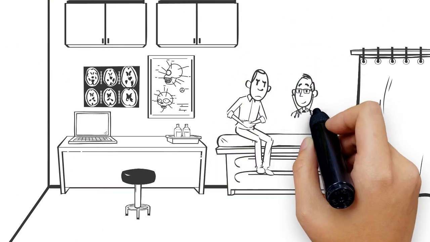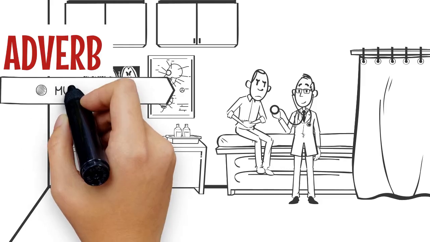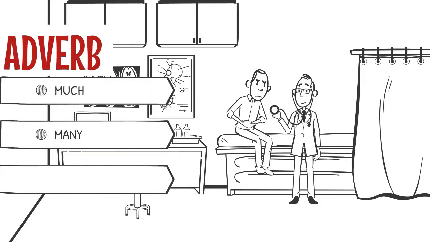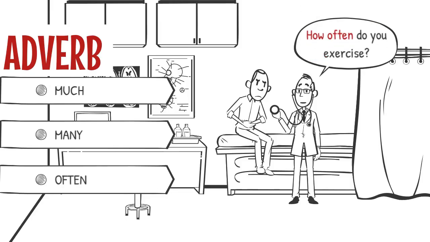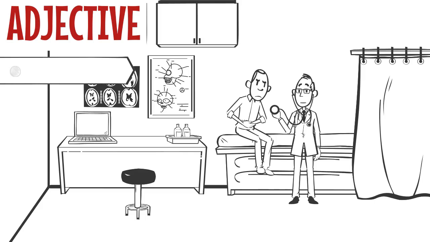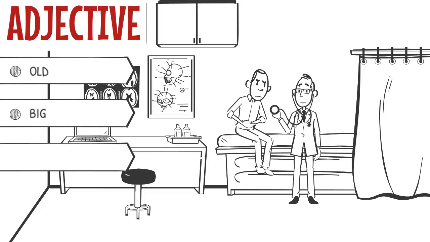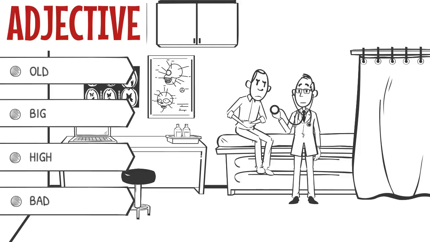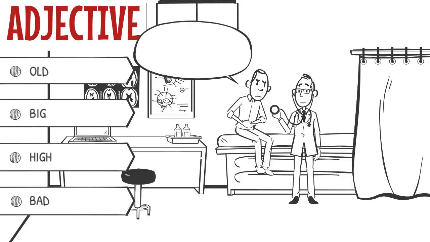How can also be followed by an adverb, like much, many, or often. For example, how often do you exercise? Or it can be followed by an adjective, like old, big, high, or bad. For example, how long will my symptoms last?